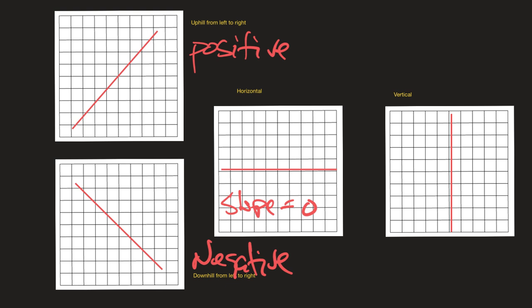If we see a horizontal line, we really shouldn't have to do any calculations at all. We really don't need to do any rise and run. The slope of a horizontal line is 0, okay?